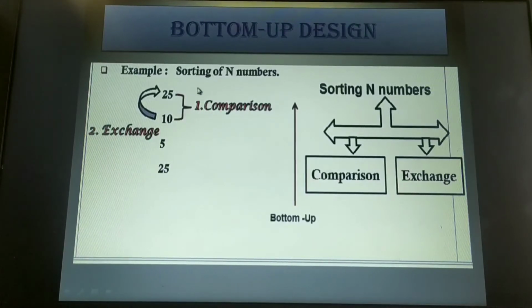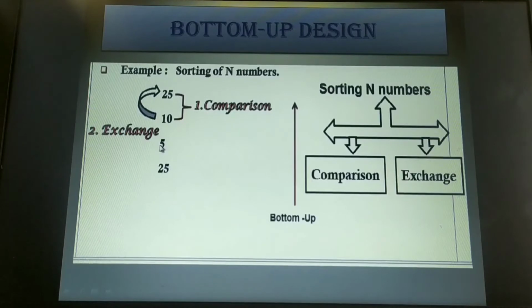If I have a problem like sorting n numbers in ascending order, and I have been given 3 numbers: 25, 10 and 5. In the bottom-up approach, I need to sort the given numbers. First, I design it so that I compare the first 2 numbers, then I exchange, then I link it to the main program. So the comparison takes place between 25 and 10. Which is the lesser one? 10 is the lesser one. So exchanging takes place: 10, 25 and then 5.